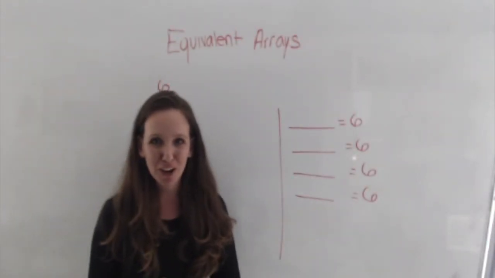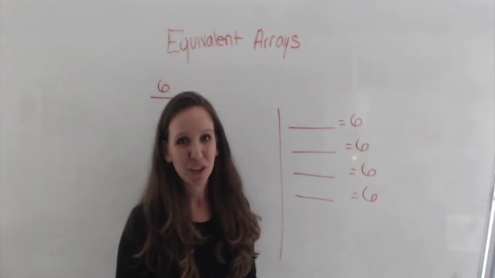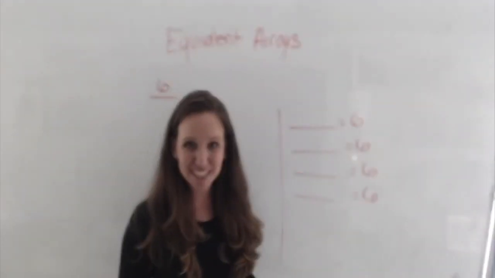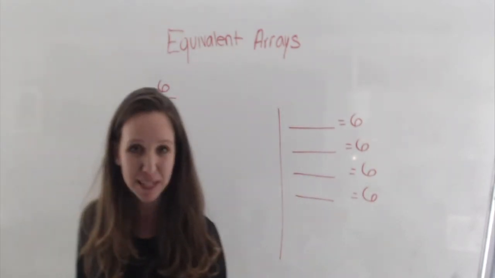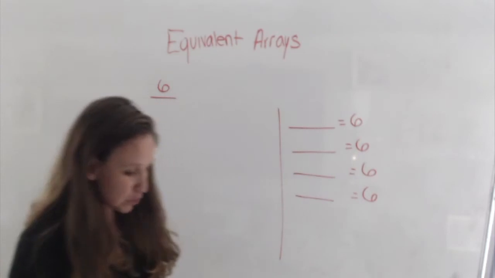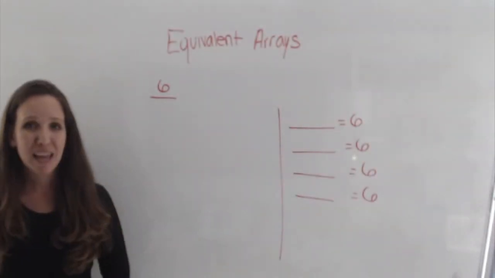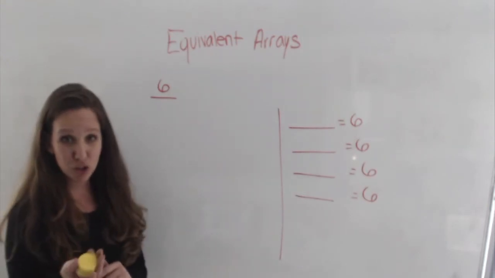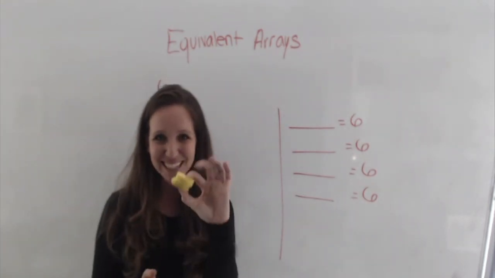So today we're going to talk about equivalent arrays. Now, that's just a fancy way of saying arrays or multiplication sentences that mean the same thing. Equivalent means the same thing. So if you take out your worksheet for today, it gave me the number 6 as my problem. And that's what I want you to find a solution to. How can I make an array using 6 dots?